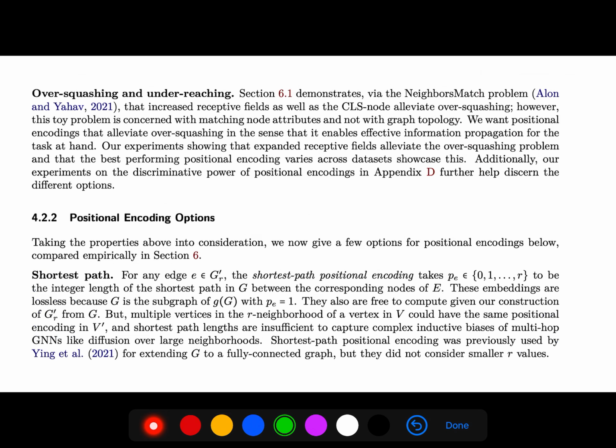So for any edge, the shortest path positional encoding takes P sub E to be the integer length of the shortest path in G between the corresponding nodes of E. These embeddings are lossless because G is a subgraph of G prime. They also are free to compute given our construction of G prime.